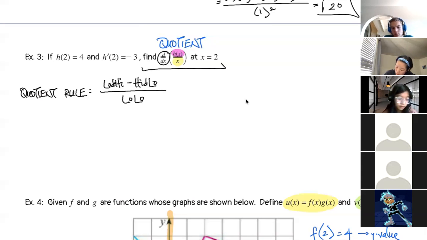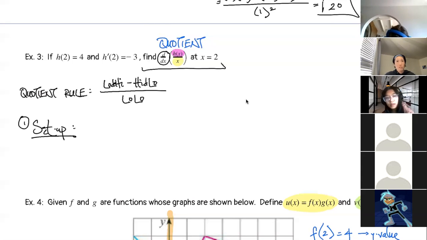Well, our process is not necessarily different. We're going to set things up. Then we're going to substitute into the rule. And then we're going to simplify. So we'll do substitute here.